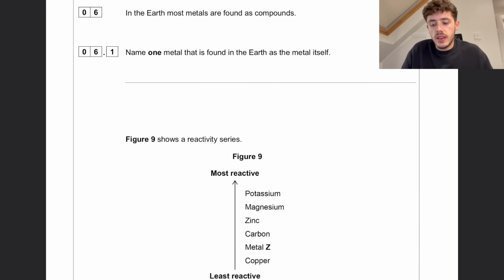Question number 6. In the earth, most metals are found as compounds. Name one metal that is found in the earth as the metal itself. One answer that you could put for this is something like gold. Other ones that are pure metals could be things like platinum or silver. But again, let me know down below if you know of any others.